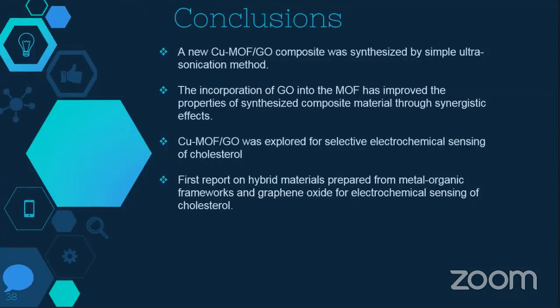So the conclusion: we made a new copper MOF graphene oxide composite, synthesized by a simple ultrasonication method. The incorporation of graphene oxide into the metal organic framework has improved the properties of the synthesized composite material through a synergistic effect. Then the copper MOF GO was explored for selective electrochemical sensing of cholesterol. This is the first report on a hybrid material prepared from a metal organic framework and graphene oxide for electrochemical sensing of cholesterol. So this is the first example you can see.